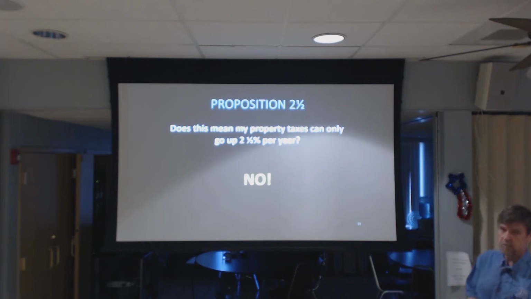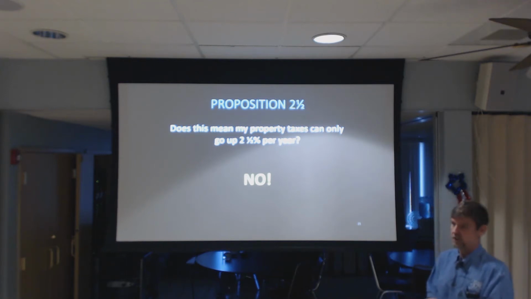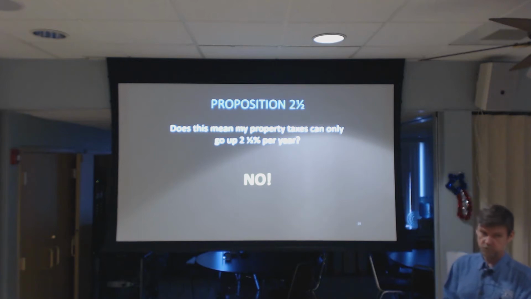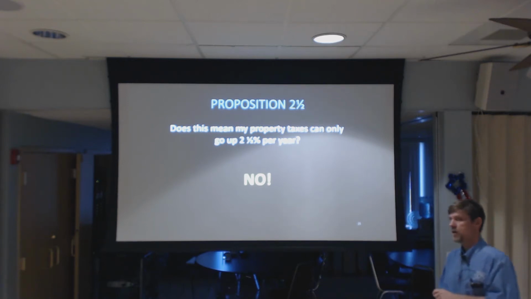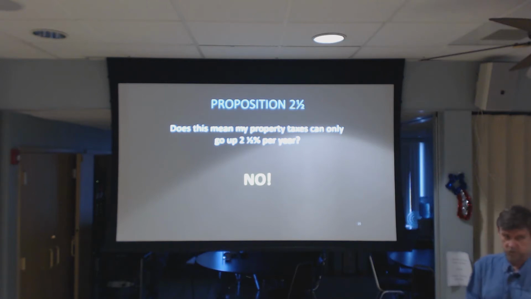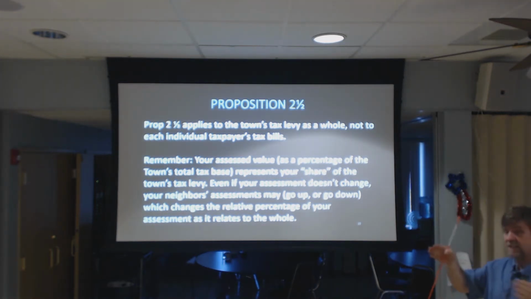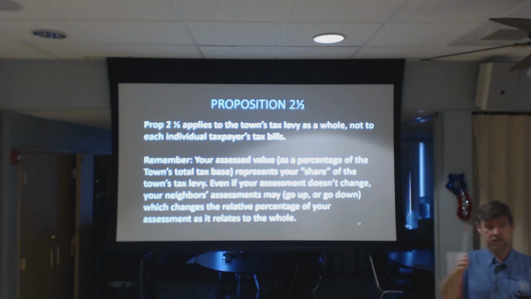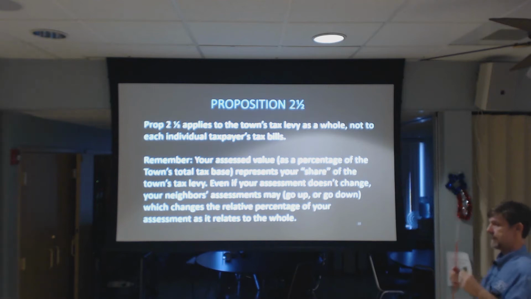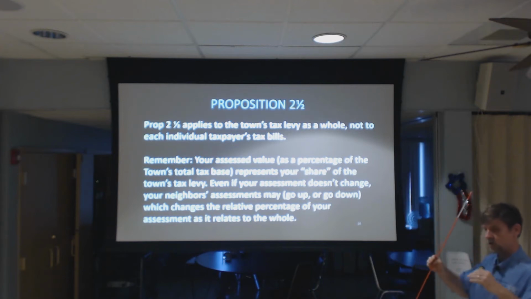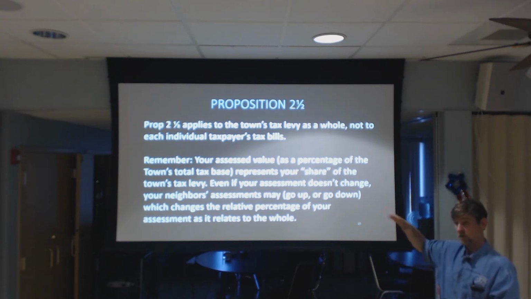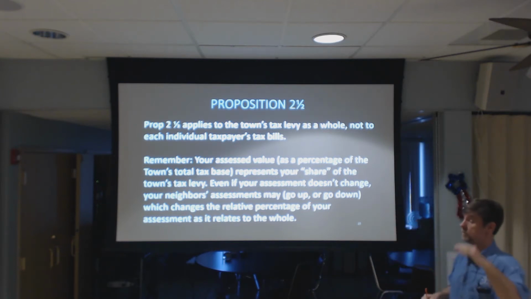So a very common misconception with Proposition 2.5 is that it means my tax bill is only going to go up 2.5% per year, and that's not true. Your taxes can go up by more than 2.5% per year for a variety of different reasons. Proposition 2.5 applies to the tax levy as a whole. It doesn't apply to individual tax bills. So you have to remember that the key metric is your assessed value. If your assessed value goes up or goes down, or even stays the same in relation to everyone else's, then your property taxes can go up and down.